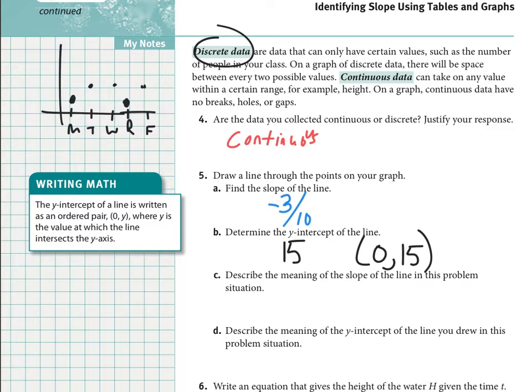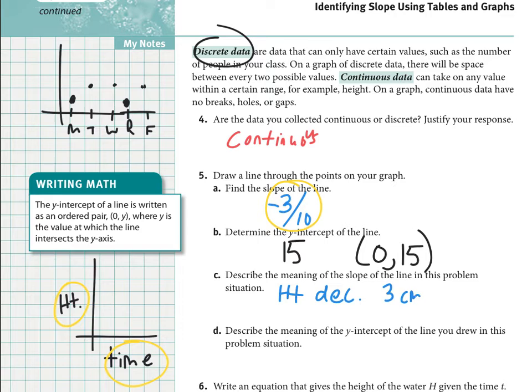All right, can we describe the meaning of the slope? Sure, we got a number. Now, what does it mean? If we go back to our situation, let me just draw it here. Remember, we were doing time, and then the height of the water. So if slope is change in y over change in x, that means these numbers are telling us that the height is going down, or decreases, 3 centimeters every 10 seconds. The height per time. That's what our y over x was.